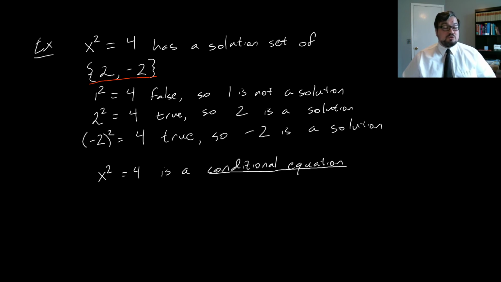Because it's going to be true sometimes when x is equal to 2 or negative 2, and false other times, for instance, when x is equal to 1. All right, let's look at another example.